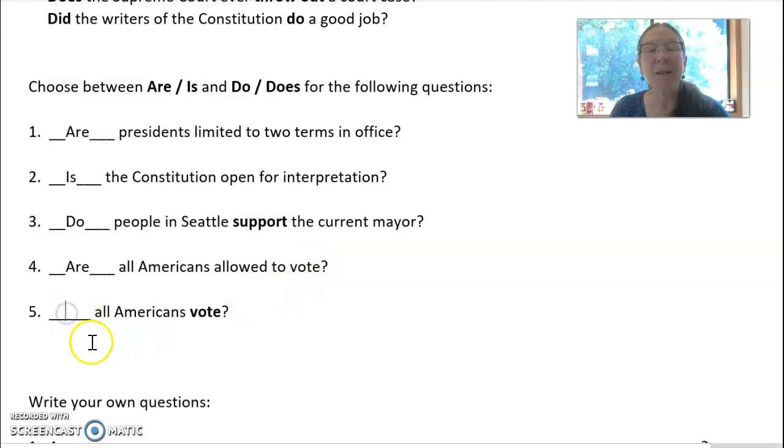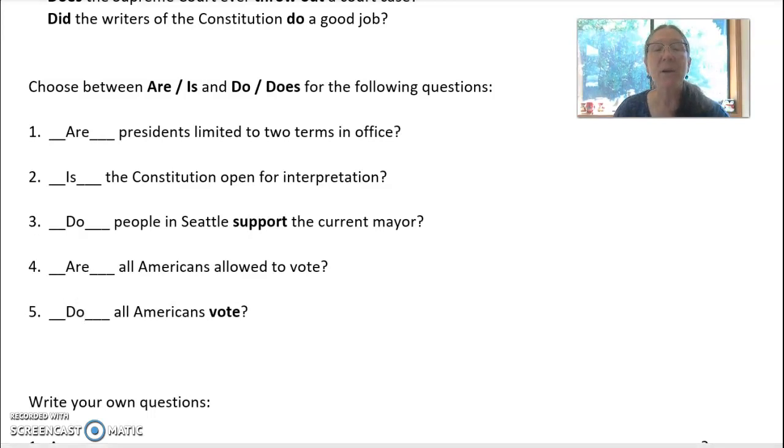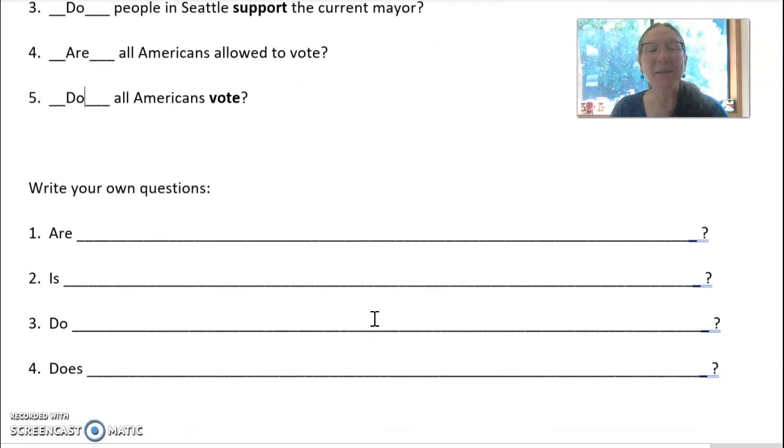And then finally, to contrast this question, I wrote the exact same question, but I used the base form of the verb. All Americans vote. So I would write do there, right? Do all Americans vote? I didn't create any does questions. Well, I think that's what you've done down here.